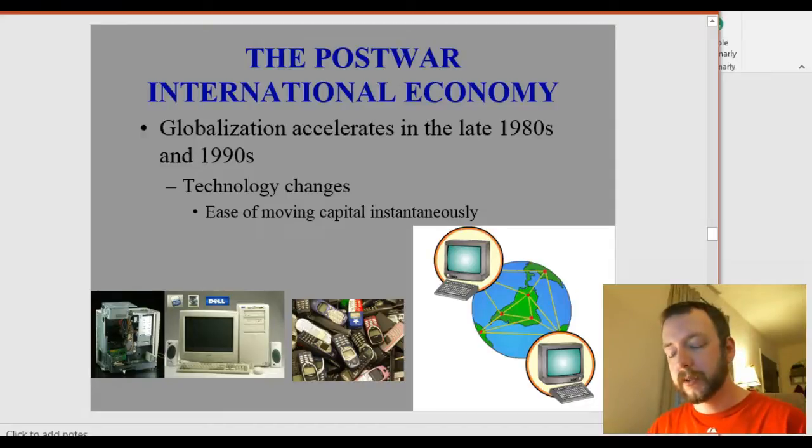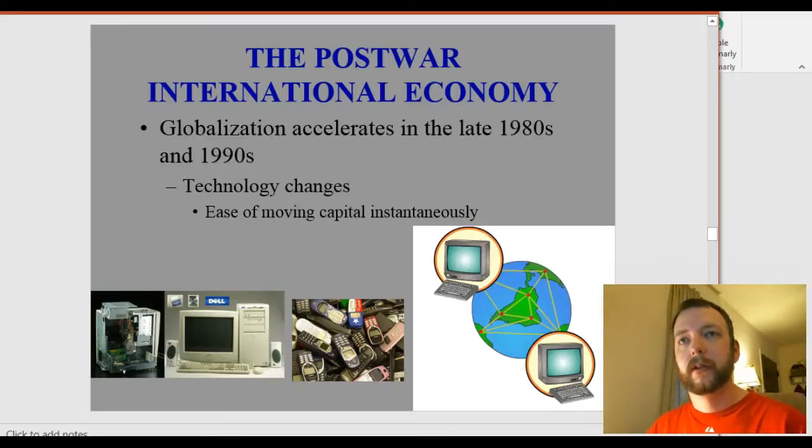There's also technological changes. Computers, cell phones, the internet are all becoming a thing. And now you might not even recognize these images here. Like that kind of looks like a computer, but it's really old. And these kind of look like cell phones, but they're a little out of date at this point. But these things, the internet especially, make it easier for capital, in this case we mean money, to move instantaneously, and that helps break down some borders as well.